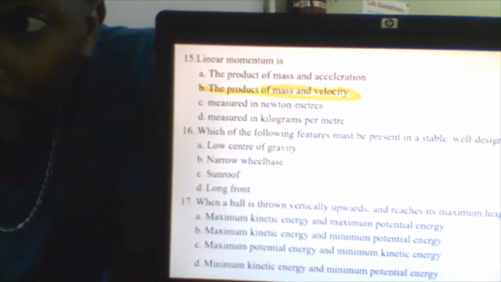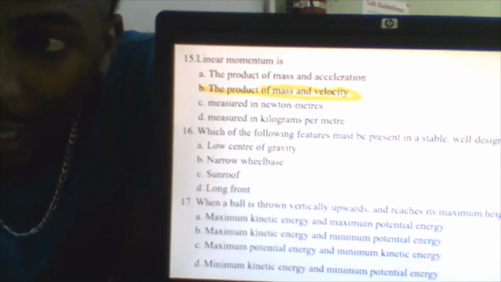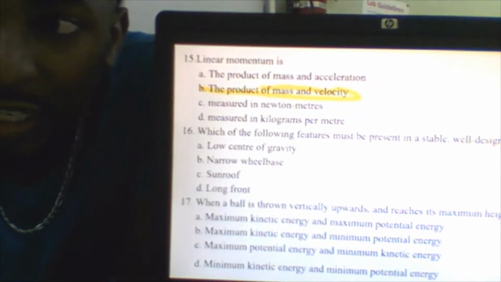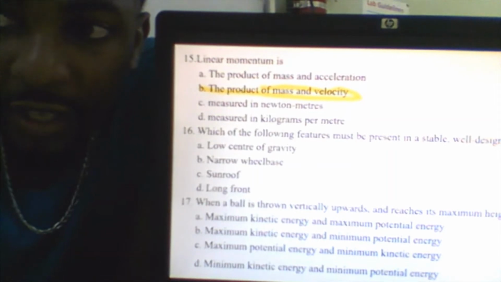Number 16. Which of the following features must be present in a stable, well-designed racing car? Right, so in this case, we're talking about stability. Two of the main factors that influence stability are, one, having a low center of gravity, and two, having a wider base area, right? And also force affects stability. So in this case, we want a well-stable design race car. So the most appropriate answer there will be A, having a low center of gravity, right?